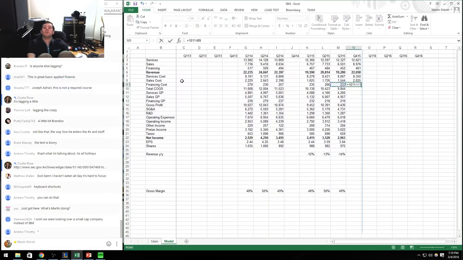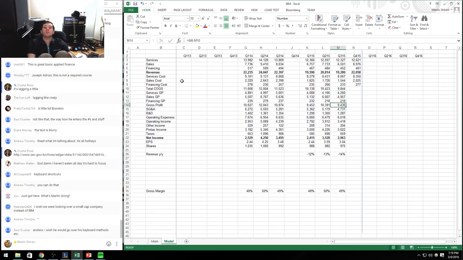And that's why doing this off the 10K is a little cumbersome, because you have to do all these additions and subtractions. It's not terrible, though.